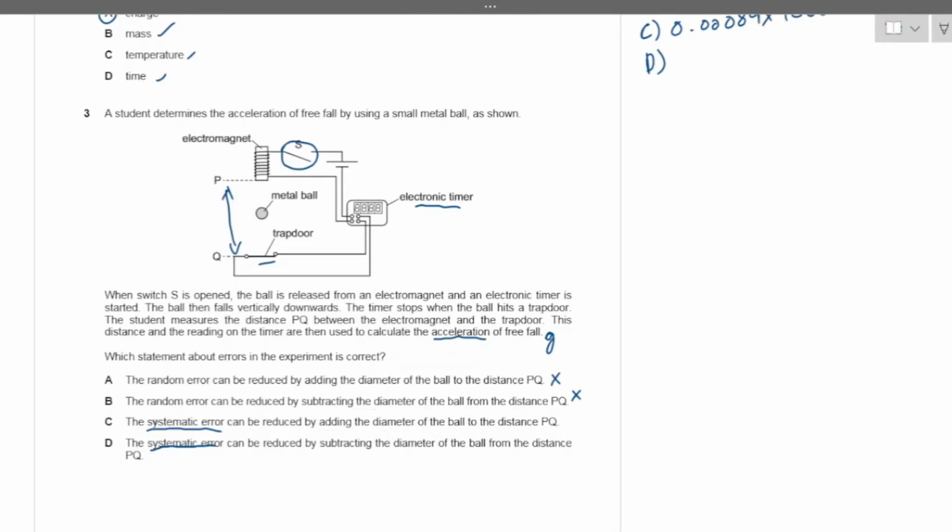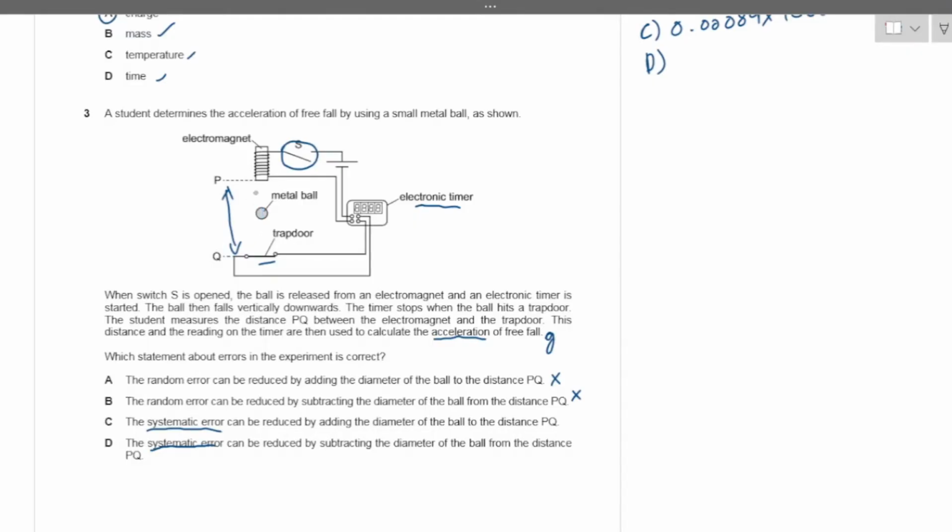Now let's see. Option C says the systematic error can be reduced by adding the diameter of the ball to the distance PQ, and option D says systematic error can be reduced by subtracting the diameter of the ball from the distance PQ. Right. So another property they're asking us over here is the diameter. Why are they exactly asking us the diameter over here?